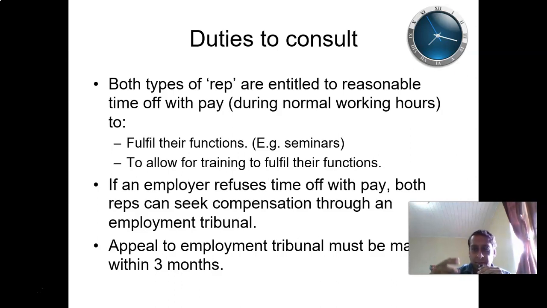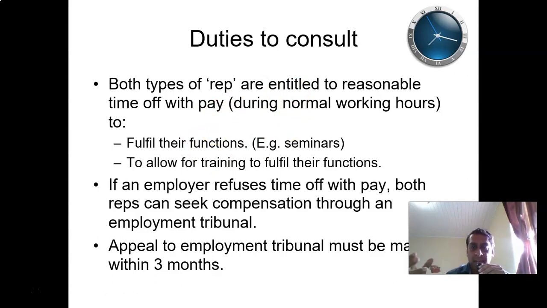Now they can't do that, but again, they have to get the permission. The slide says that they are entitled to it. So once they get the permission, they will be entitled to their normal full day salary while they are attending those seminars, etc.